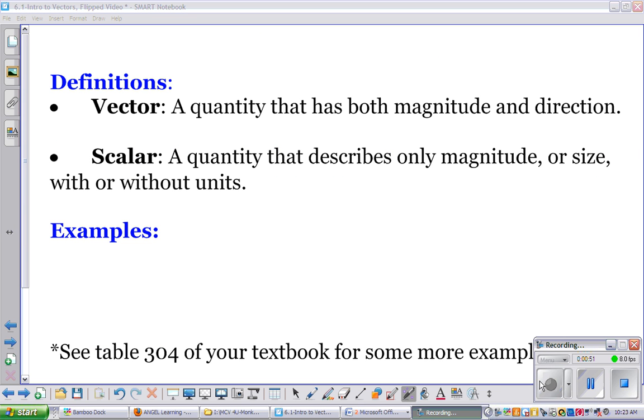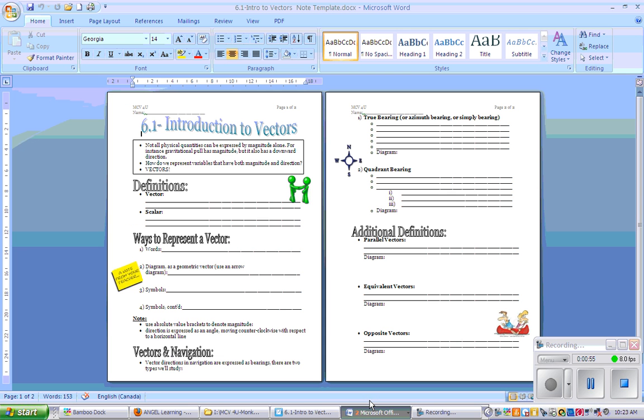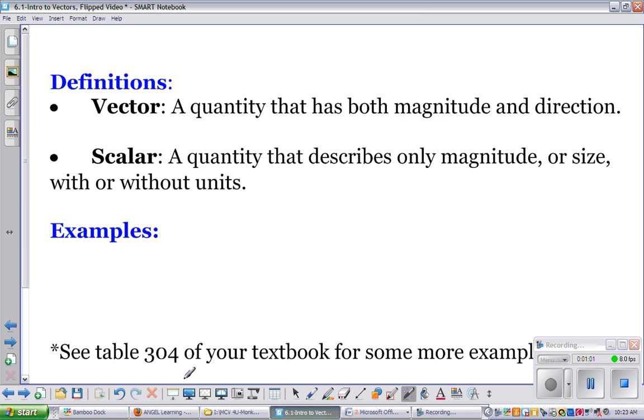Before we start, there is a template posted, which is right here, and it has some of the additional writing. If you want to print that, you can, and if not, you can just add it to your notes. When you're looking at vectors, there is a difference between vectors and scalars. A vector is a quantity with both magnitude and direction, whereas a scalar is just magnitude.